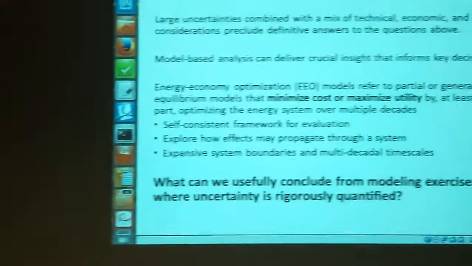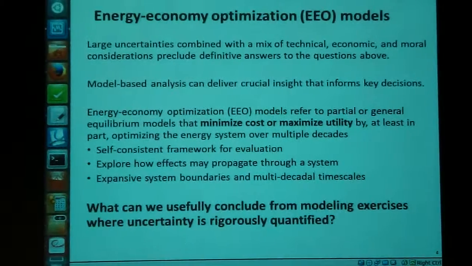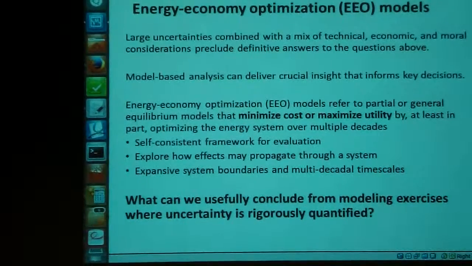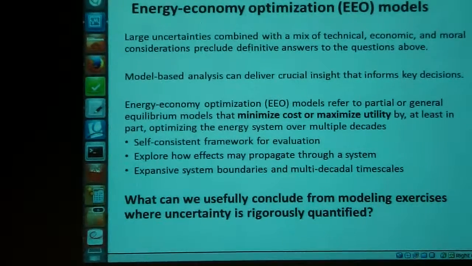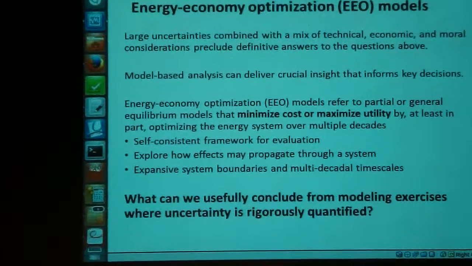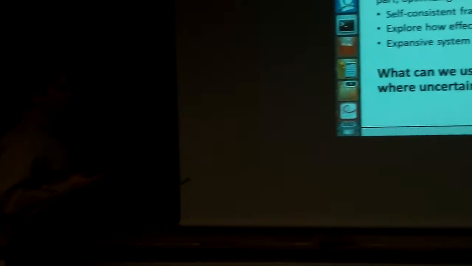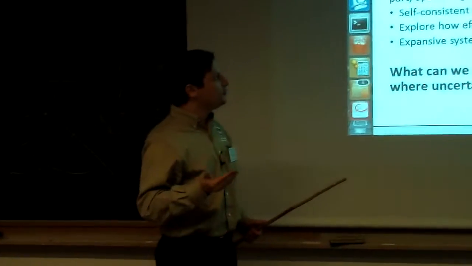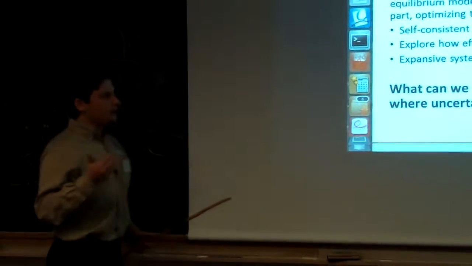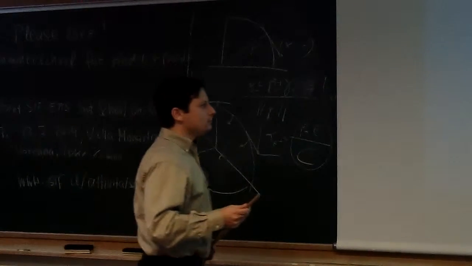So we need some way to organize all of this information, and one of the ways we can do that is with these energy economy optimization models. It's a catch-all term that I came up with just to capture the range of different models that are out there. They're optimization models, that's in the title, so they're either minimizing cost or maximizing utility. And they're at least in part doing that by optimizing the energy system over multiple decades. And they have a few important characteristics.